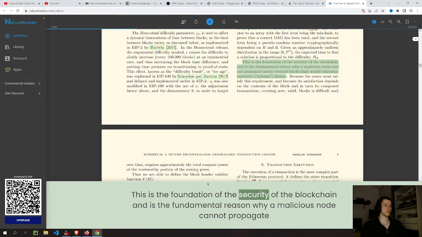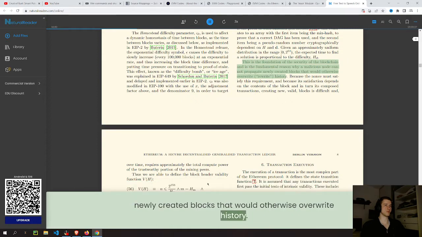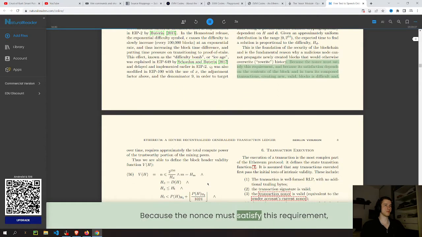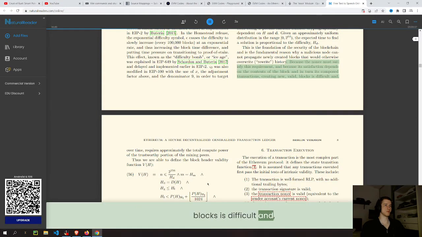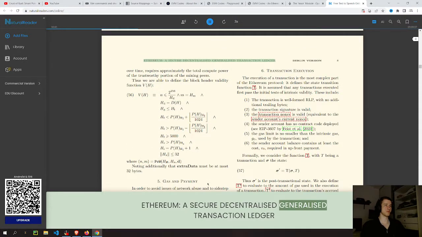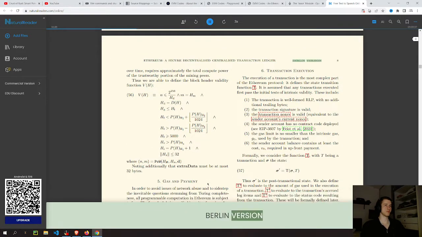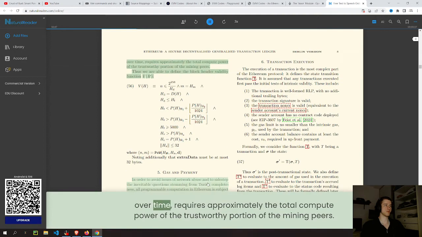This is the foundation of the security of the blockchain and is the fundamental reason why a malicious node cannot propagate newly created blocks that would otherwise overwrite history. Because the nonce must satisfy this requirement, and because its satisfaction depends on the contents of the block and in turn its composed transactions, creating new, valid blocks is difficult, and Ethereum, a secure decentralized generalist transaction ledger, Berlin version 8, over time requires approximately the total compute power of the trustworthy portion of the mining peers.